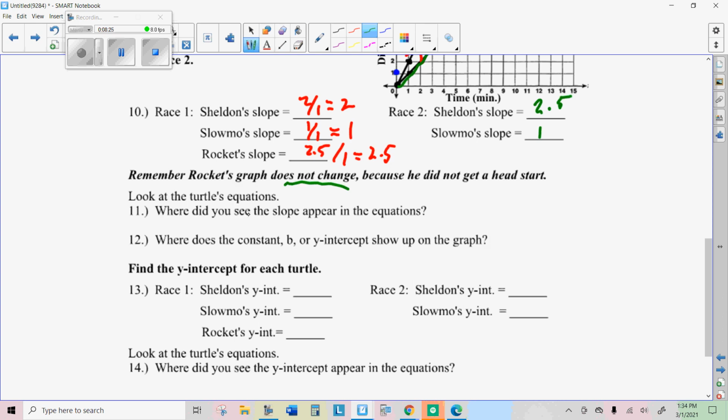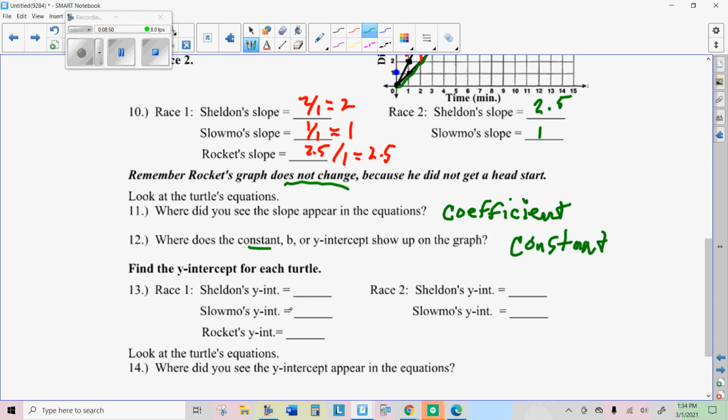Where did you see the slope appear in the equations? That's the number in front of x. In the equation, that's called the coefficient. Hopefully you're starting to learn that word. Where does the constant b or y-intercept show in the equation? That's the constant part of the equation, the extra added part there.